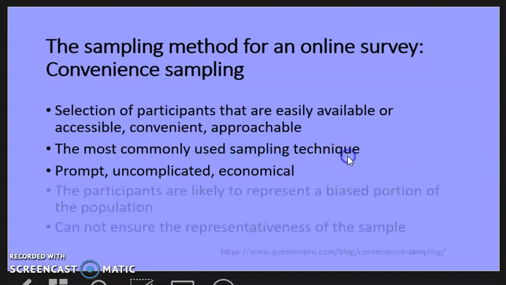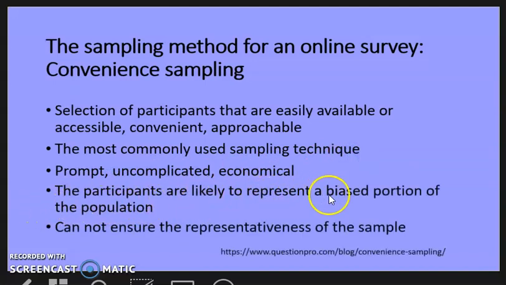And the participants are likely to represent a biased portion of the population because convenience sampling is not a random sampling. So if it represents a biased portion of the population, you cannot ensure the representativeness of the sample. Why do we want a representative sample? We need a representative sample so that we can infer our results to the population, because when we do a study, we want to infer our result to the population.